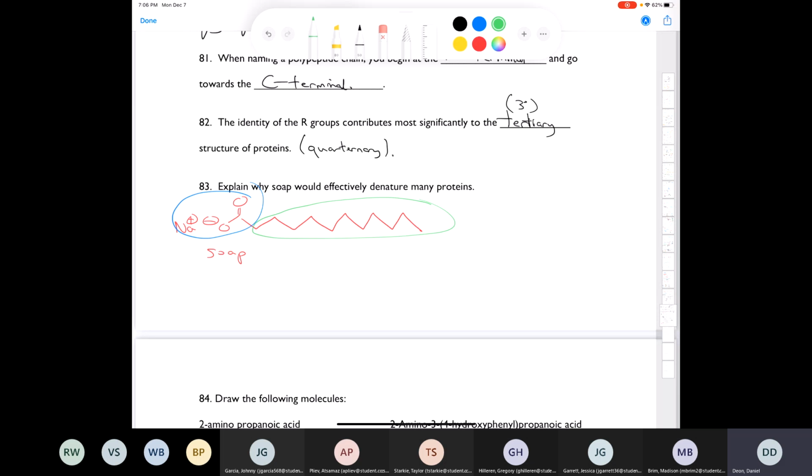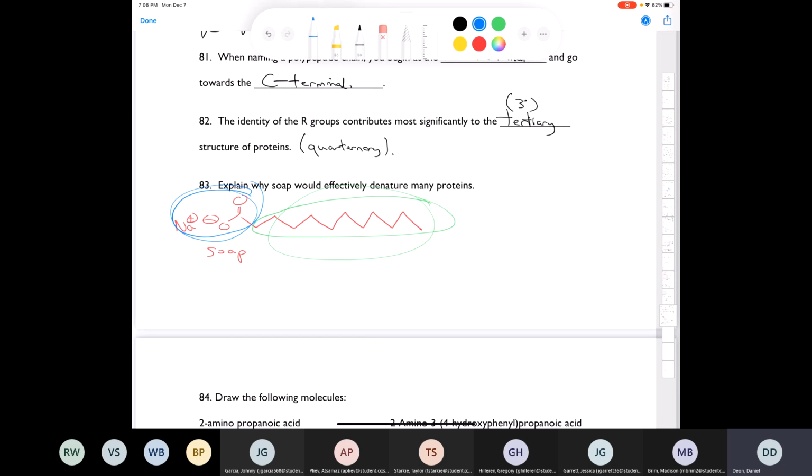And so proteins have both hydrophilic and hydrophobic portions too, don't they? So the soap can be attracted to those groups, and then it's going to force the protein apart, right? Because again, as I told you, in the tertiary structure of a protein we're going to have the nonpolar groups on the inside, and this portion could interact with that, and then the polar groups will be on the outside, and the hydrophilic portion could interact with that, and it would ruin or break those intermolecular forces that hold the tertiary structure of the protein together.